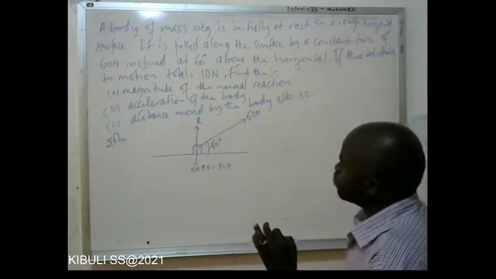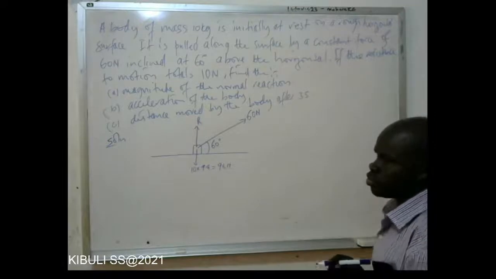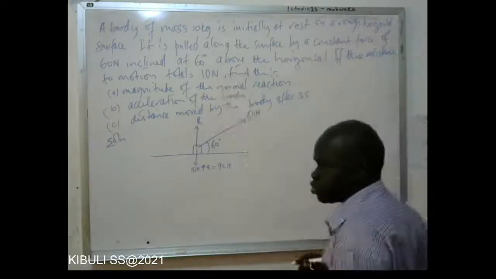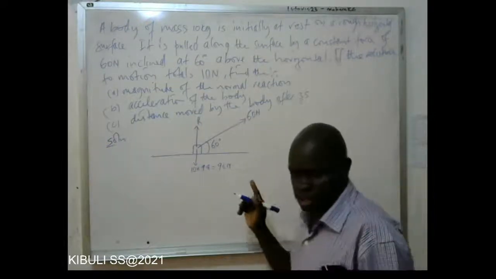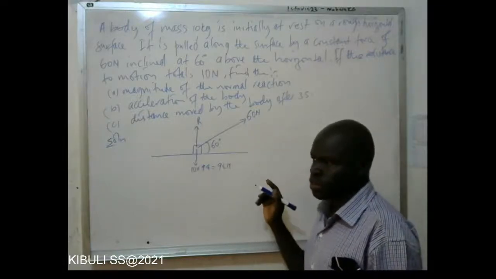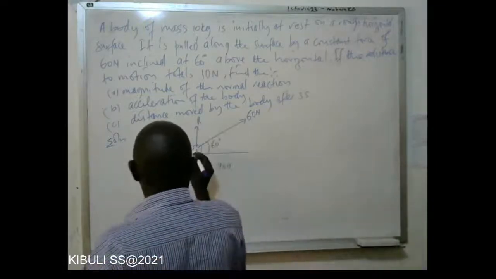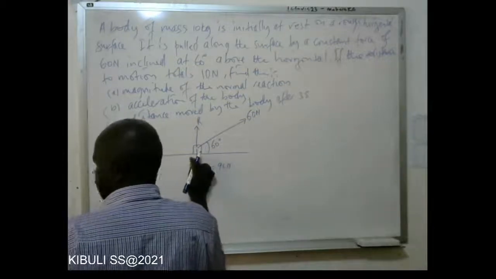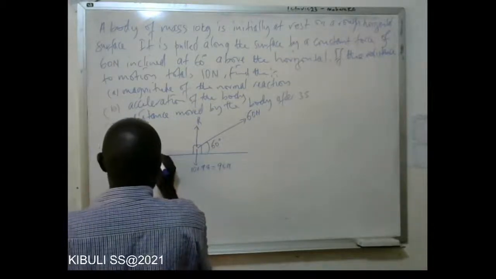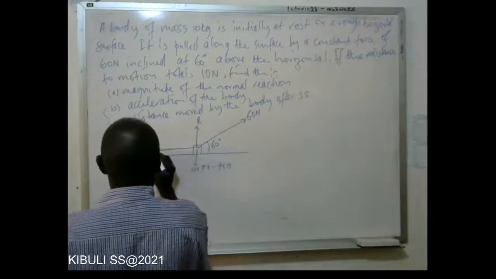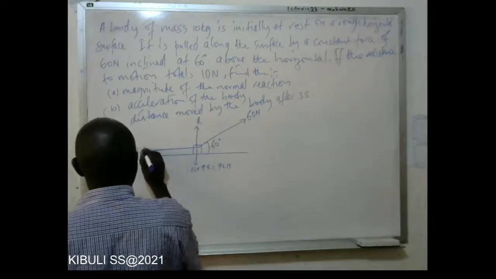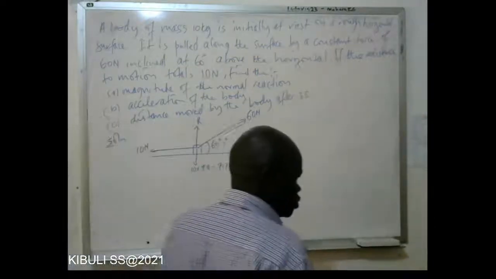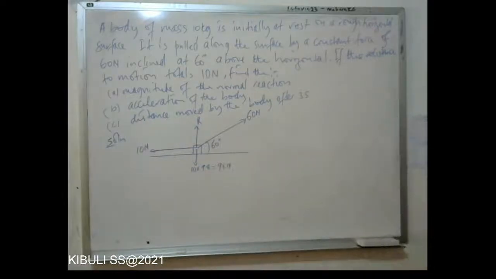Now, according to the question, the total resistance to motion is 10 newtons. Remember, I said this is not friction, it is resistance. So it is drawn above this surface and it must be parallel to the surface. It is 10 newtons. So this is the diagram showing all the forces acting on the system.